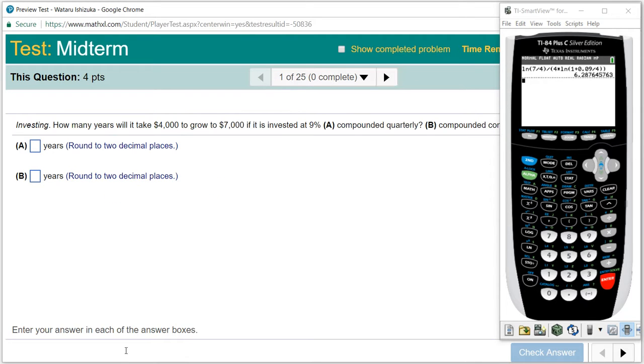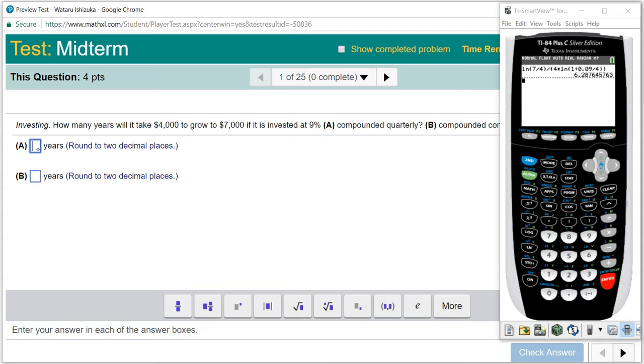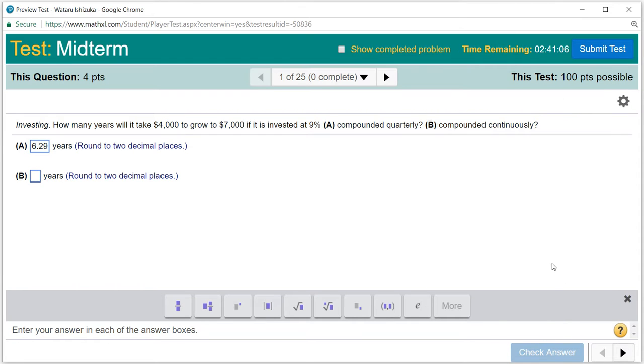So let's type this in. It's going to take about 6.29. Let's check the answer. Hold on a sec. Okay, I cannot check the answer before I do part B. So let's do part B too.